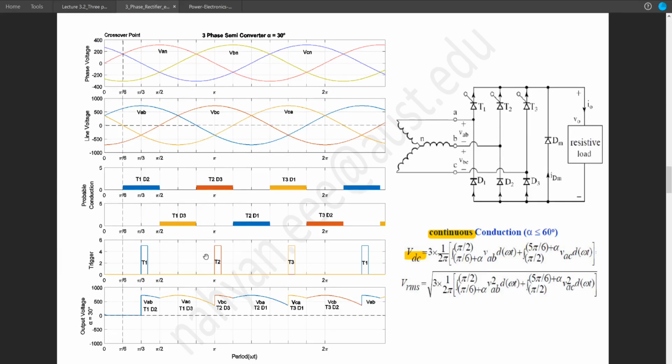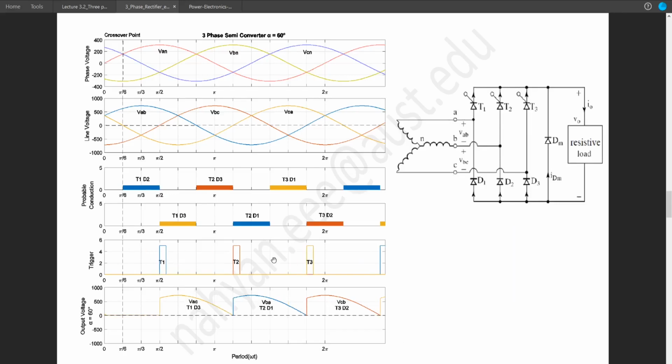So after that, we will have T2D3, which is VBC, and the cycle will continue. If we increase the angle by another 30 degree with respect to this crossover point, we will have something like this, which is 60 degree with respect to this crossover point, and the relative gaps will remain the same. So in this case, we are not utilizing T1 and D2 because we are triggering T1 at this point.